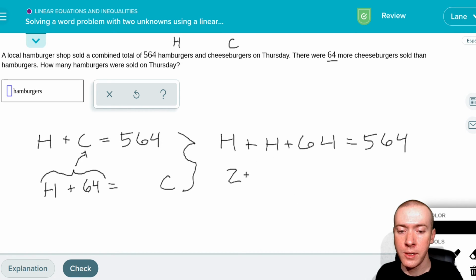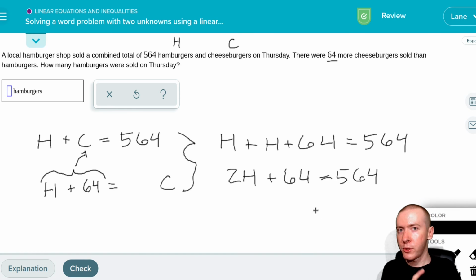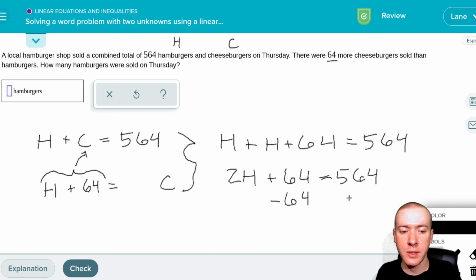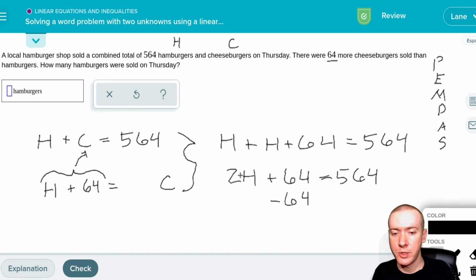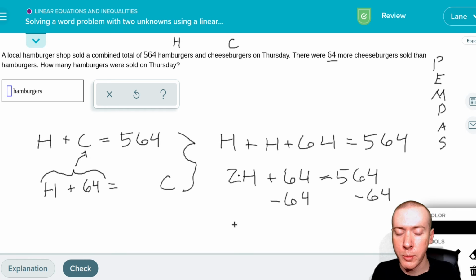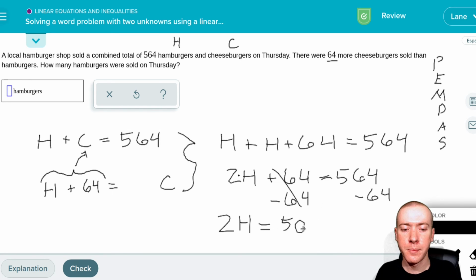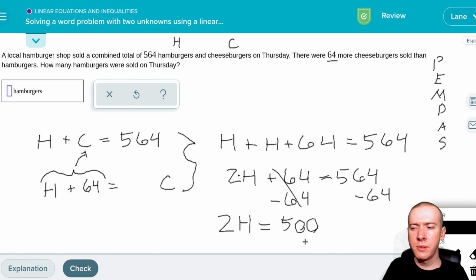Now H plus H is 2H, right? Our first step for solving for H should be to subtract 64 from both sides, because subtraction is lower down on the list in PEMDAS than the other operation here on the left-hand side, which is this multiplication. We start with the subtraction because it's lower on this list. If we subtract 64 from both sides, on the left we'll have 2H. On the right, 564 minus 64 is 500, right? 2H is 500. That means H is 250. 250 hamburgers.